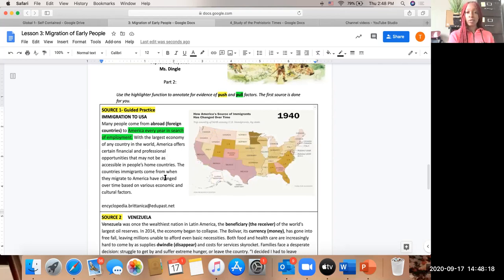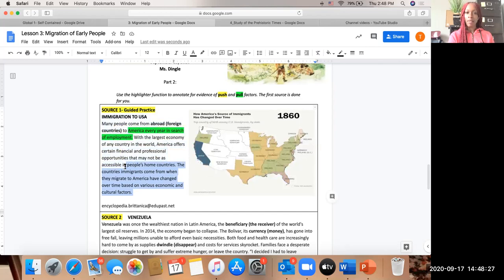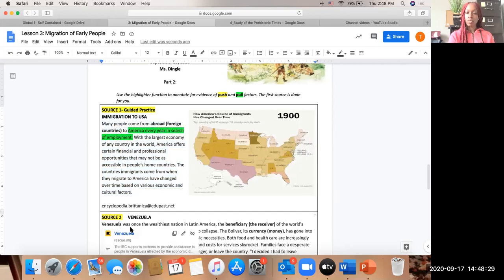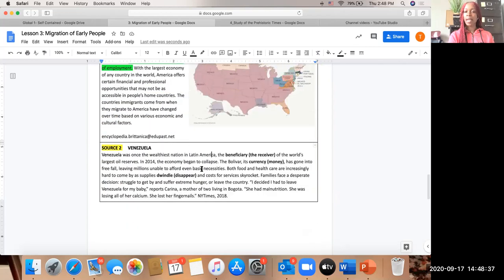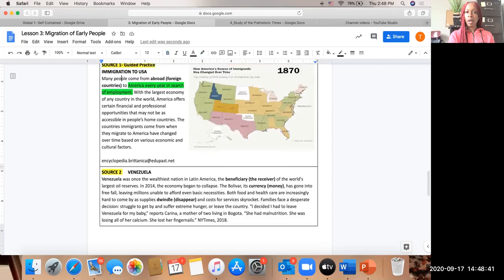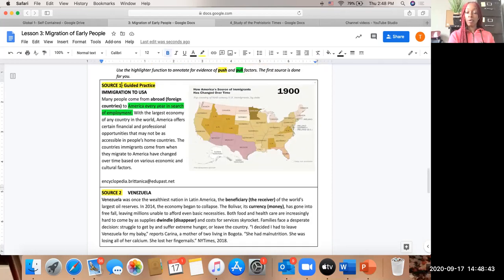All right. In this little text, I didn't find anything that deterred me or pushed me away from coming to America. So that's why you don't see anything highlighted in yellow. All right. When you read your Source 2, if you come across something that's a push factor and a pull factor, you highlight that. So you should be seeing green and yellow highlighted. You only see green in my first example because there was only an example of a pull factor.